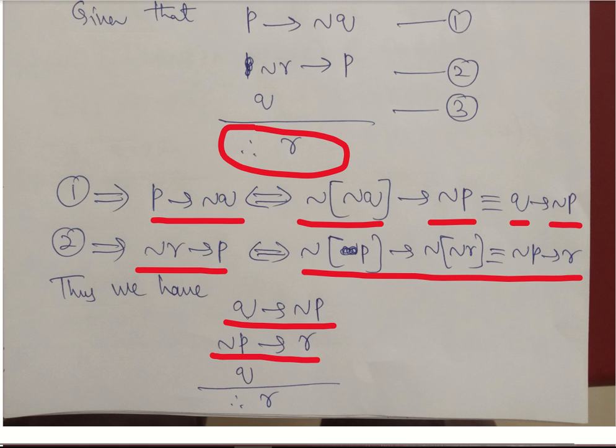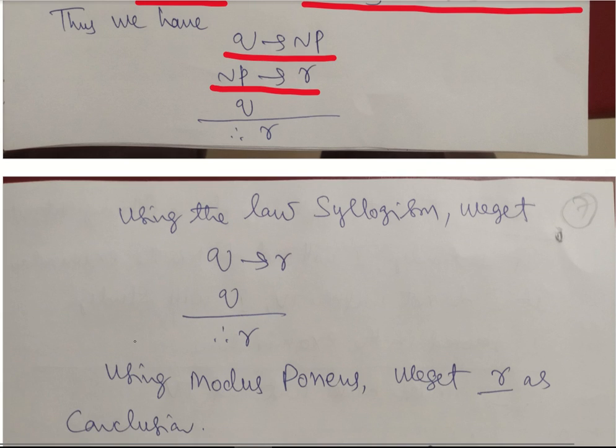So here in this case, Q implies negation P, negation P implies R. I can use that hypothetical syllogism and get Q implies R. So I will conclude now Q implies R is the statement. By using the first two, I get Q implies R. So I am left with Q. I have written Q and I have written the conclusion, that is R.